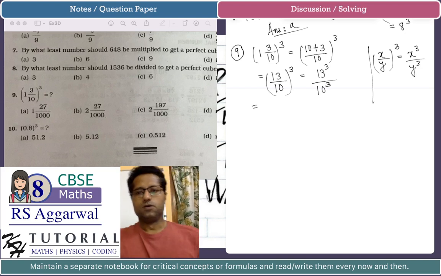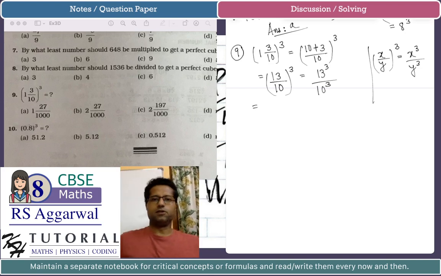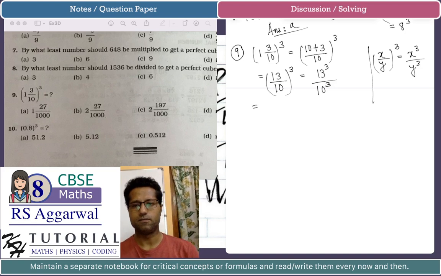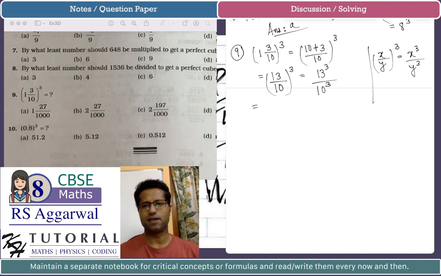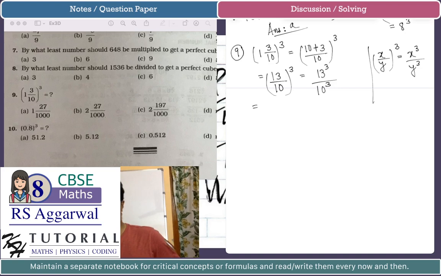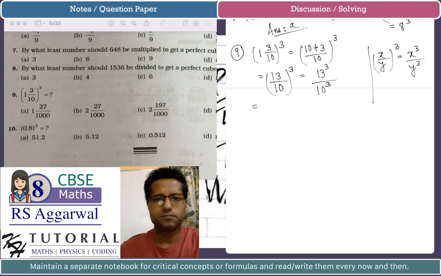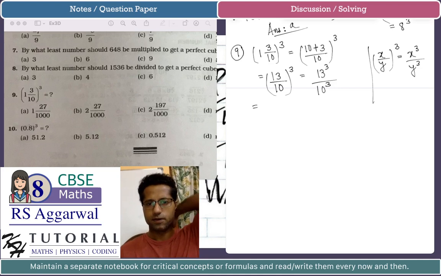This is the reason you should try to remember the cubes and the squares of some two-digit numbers, like at least 10, 11, 12, 13, 14, and 15. Up to 15 is fine. And also the cubes of the single-digit numbers and their squares.